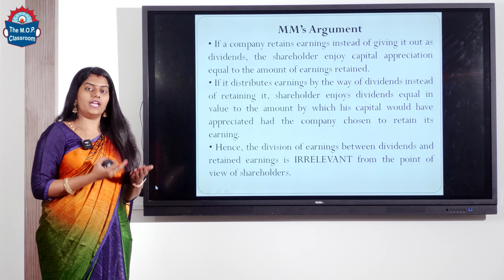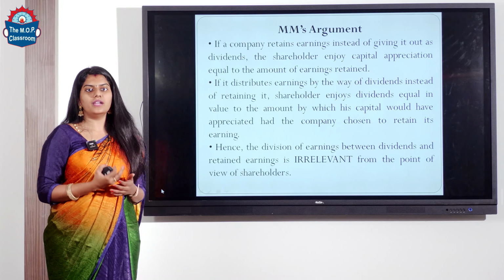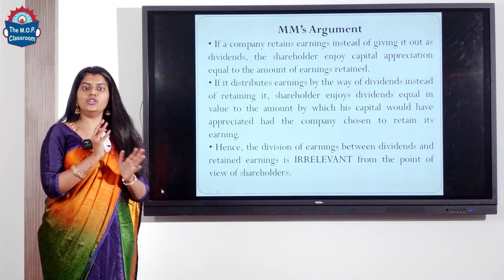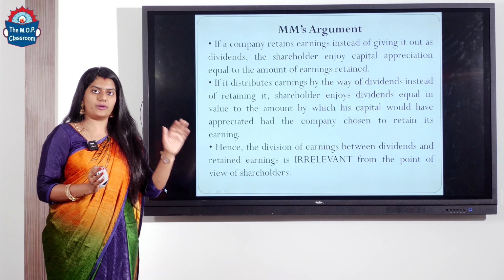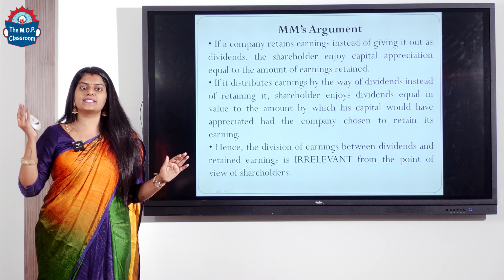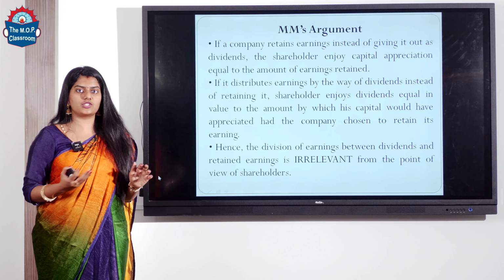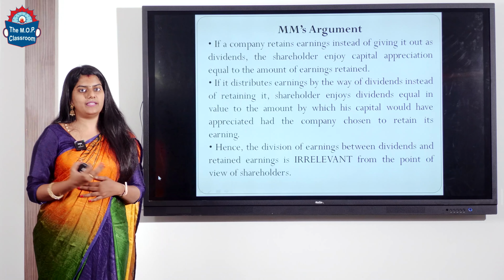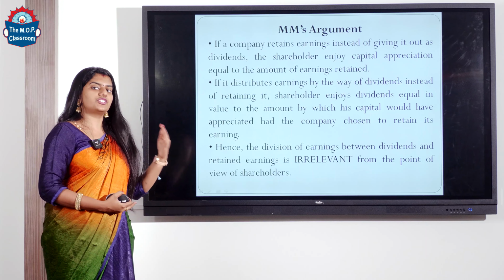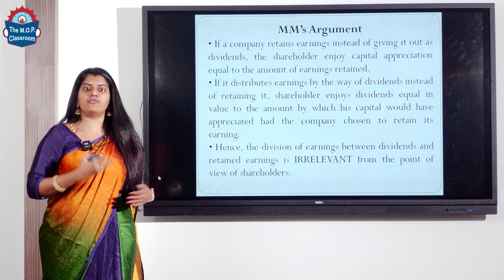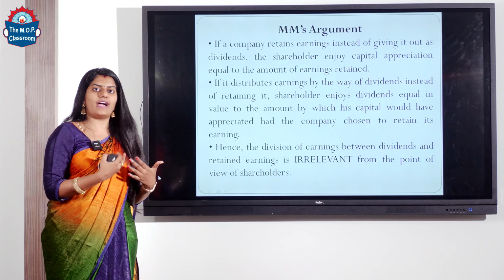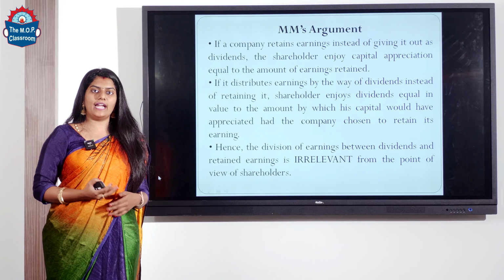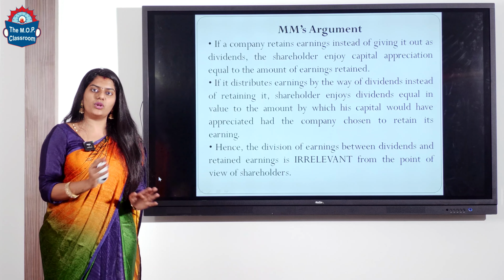On the other hand, if the company decides to give the dividend to the shareholders and not retain anything for the firm, we can find that the value of the share will remain the same, but the company has given a dividend, which means the shareholder has got some amount of income in their hand. So ultimately, the shareholder either gets the income in the form of dividend or in the form of a capital appreciation in the value of their share. So both mean that the total value of the firm will remain the same.